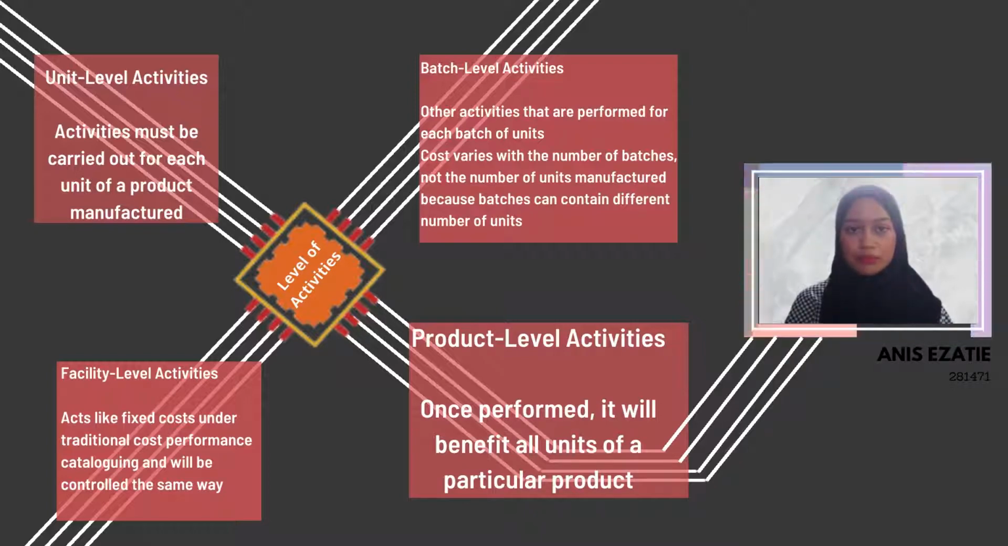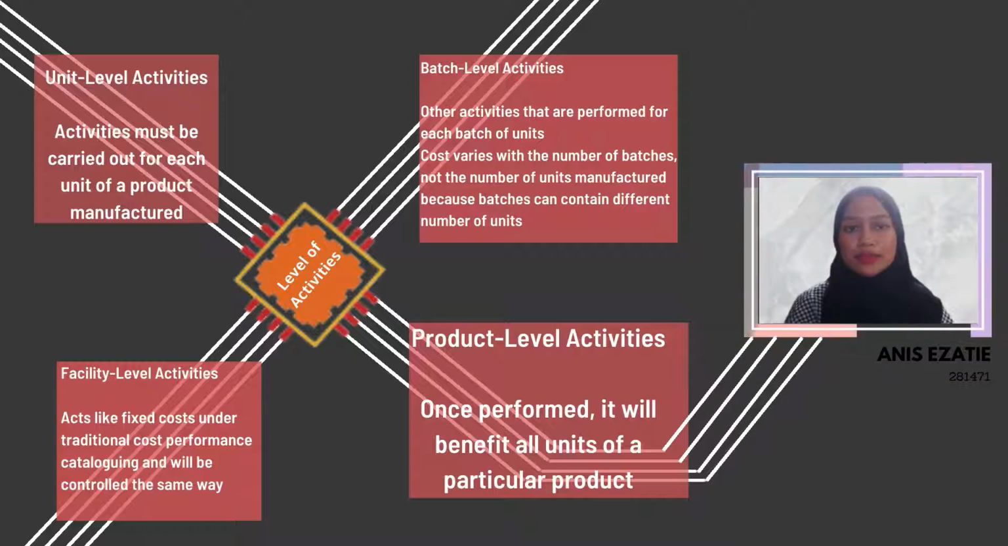Once performed, the product level activities will benefit all units of a particular product. The last one is facility level activities. It acts like fixed costs under traditional cost performance cataloging and will be controlled the same way.